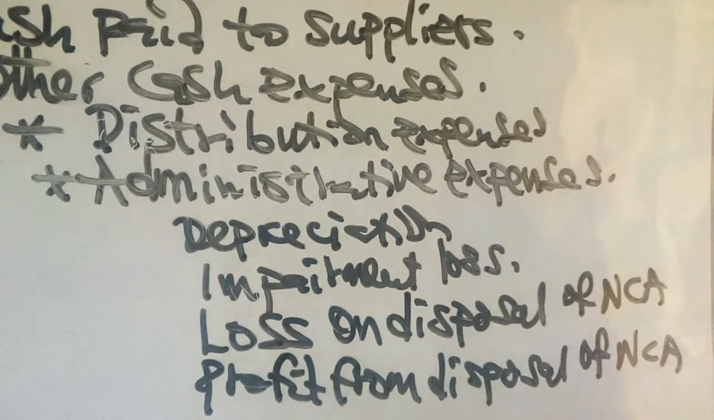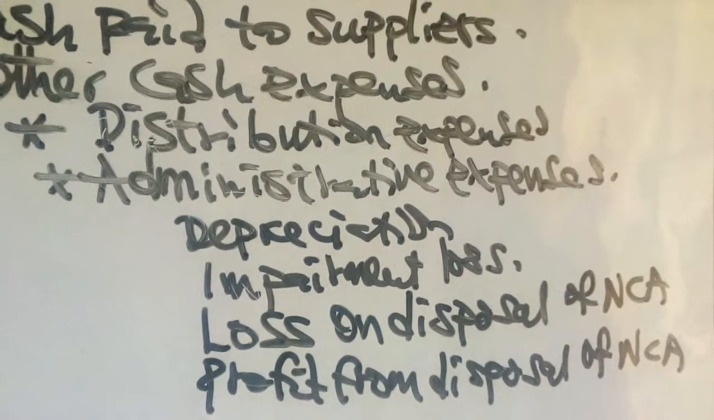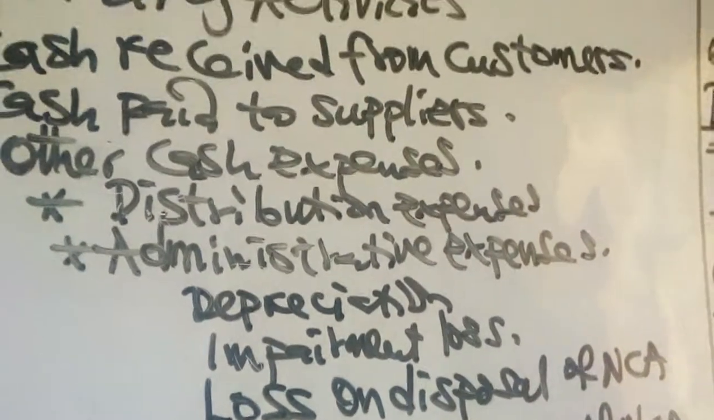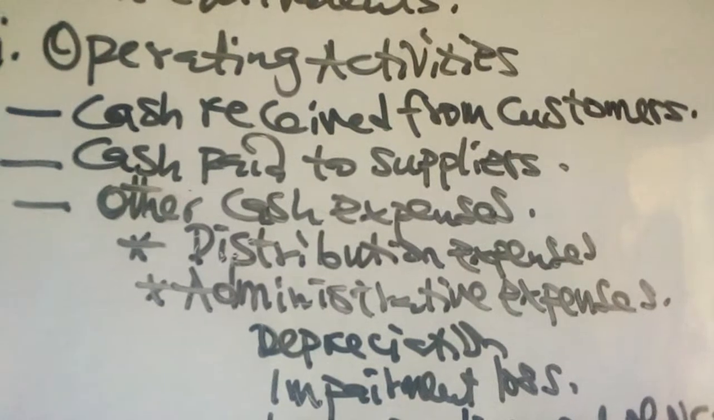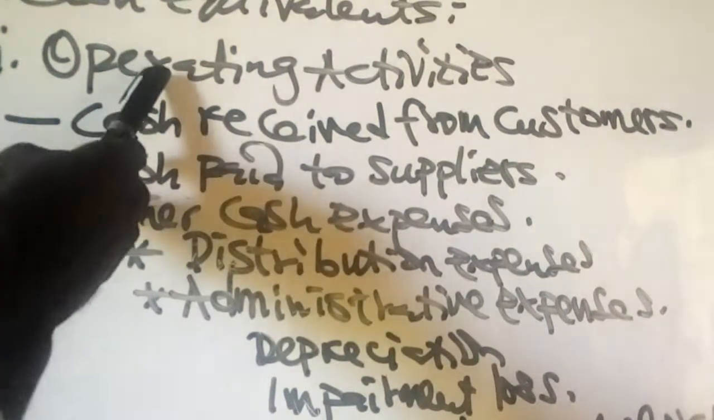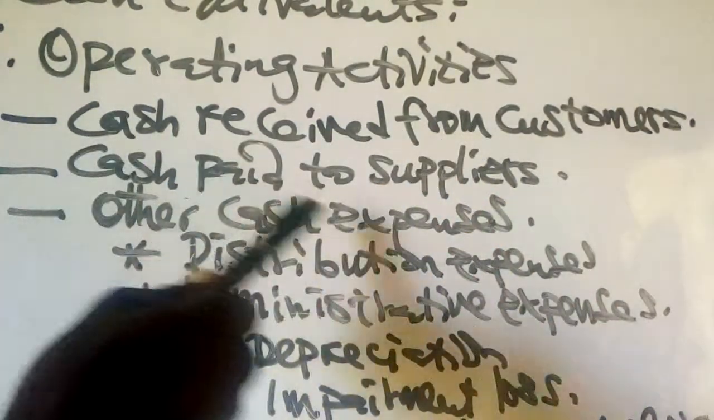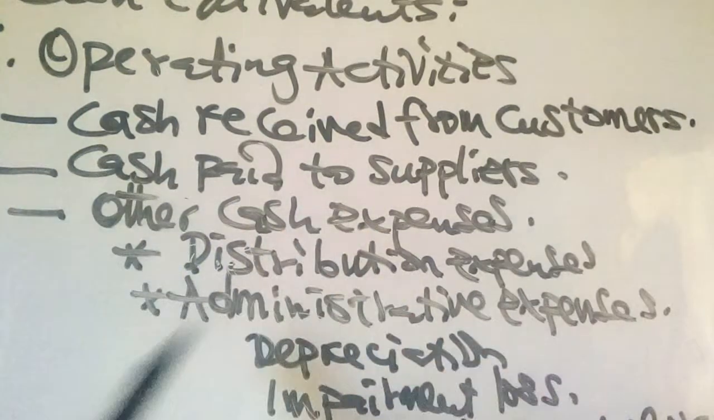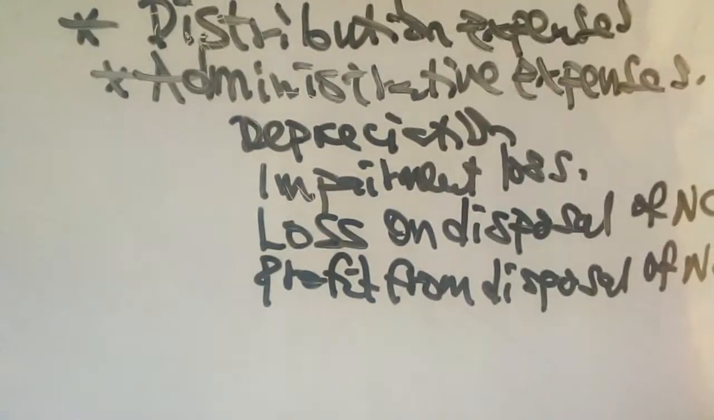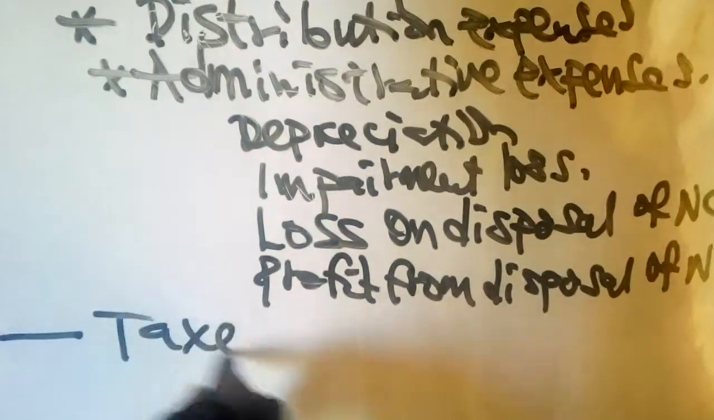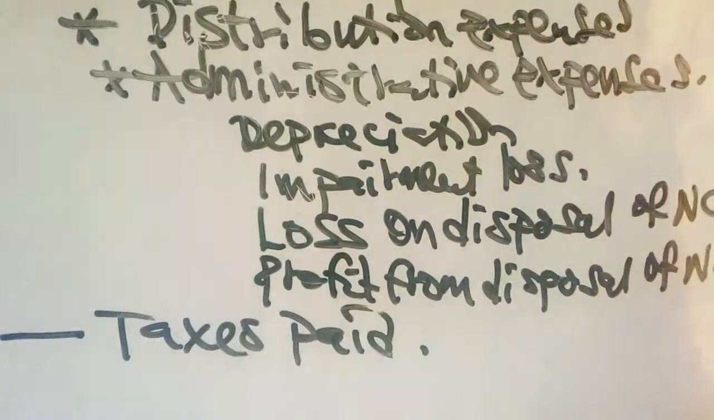Now, I am still on those items that will be reported as operating activities. Remember, operating activities are the activities that arise in the normal course of business. I've given you examples: cash received from customers, cash paid to suppliers, other cash expenses. Then number 4, taxes. Every business is obligated to pay tax, so taxes paid is an operating activity item.